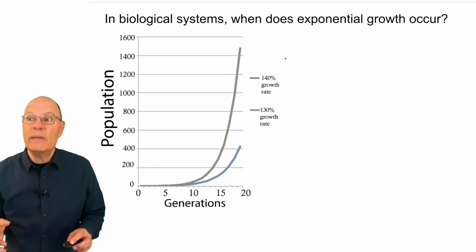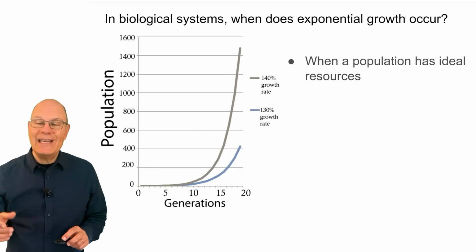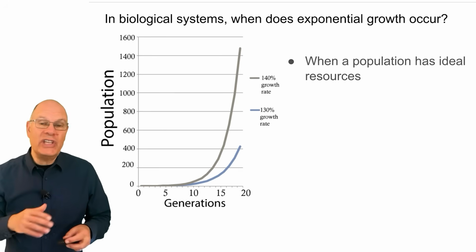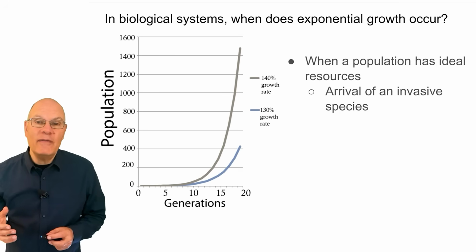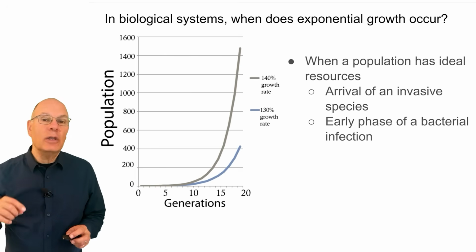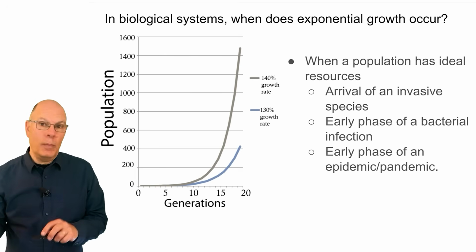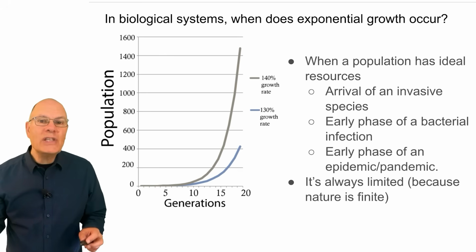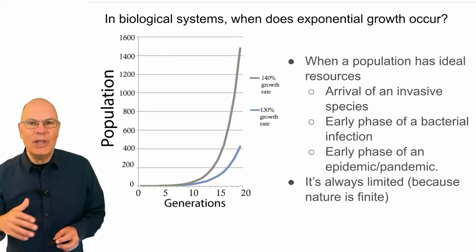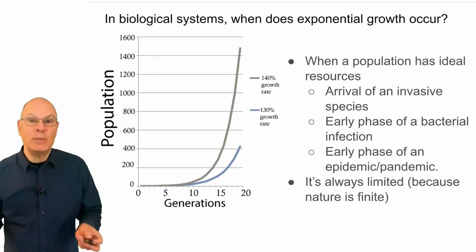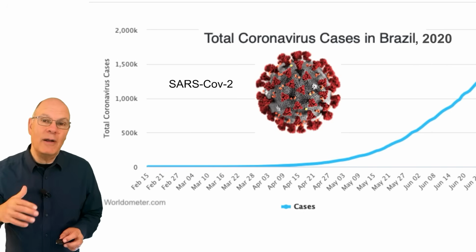In biological systems, when does exponential growth occur? It occurs when a population has ideal resources and nothing is slowing down its rate of growth. This can be the arrival of an invasive species, the early phase of a bacterial infection, the early phase of an epidemic or pandemic. So it's always ultimately limited because nature is finite, but during this phase when the population has ideal growing conditions, exponential growth can occur. That's what occurred early during the coronavirus pandemic.